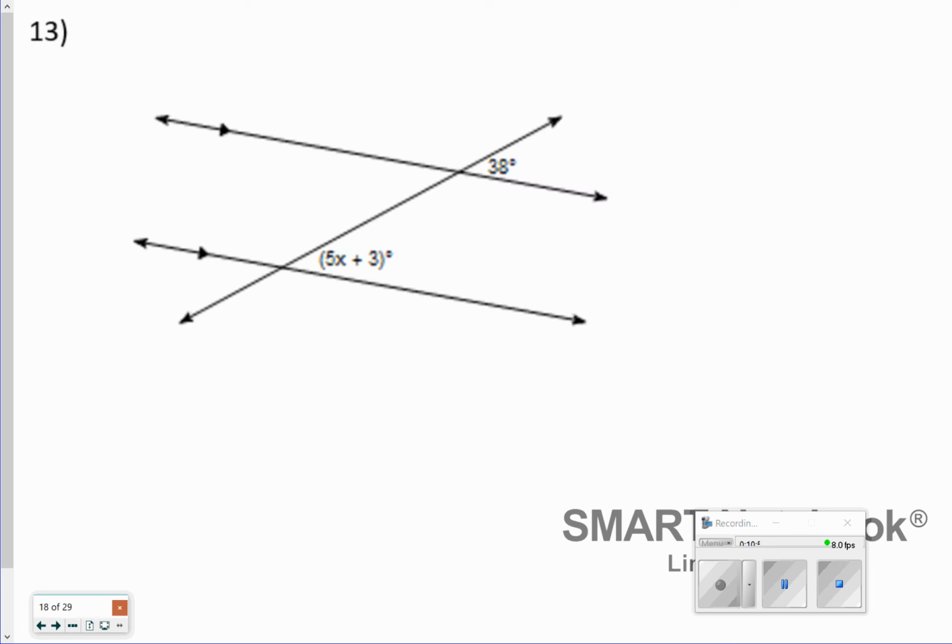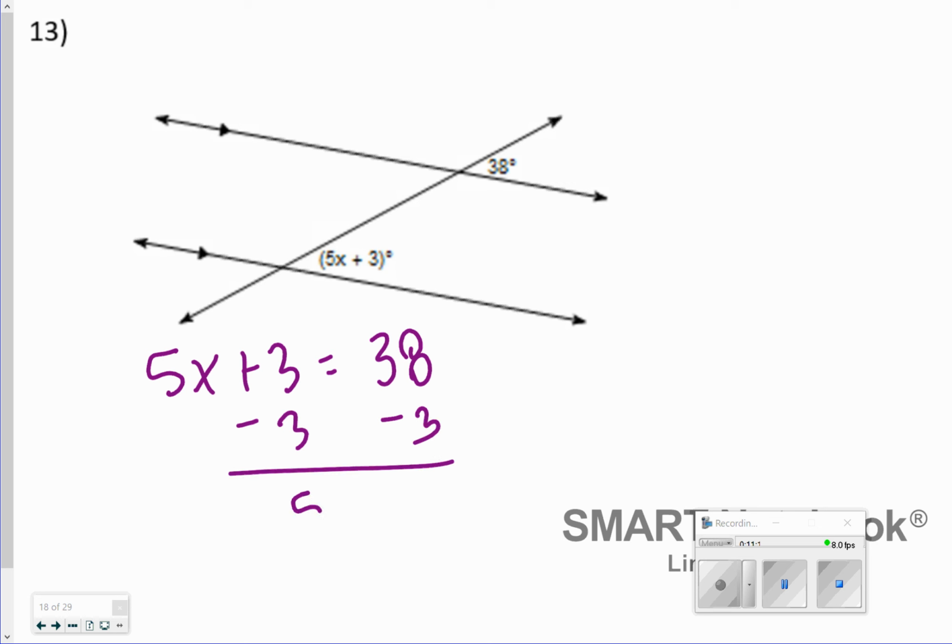For number 13, these are going to be equivalent to one another because these are corresponding angles. So I just wrote 5x plus 3 equals 38. I'm going to go and subtract 3 from both sides to get 5x is equal to 35. So x is equal to 7 for number 13.